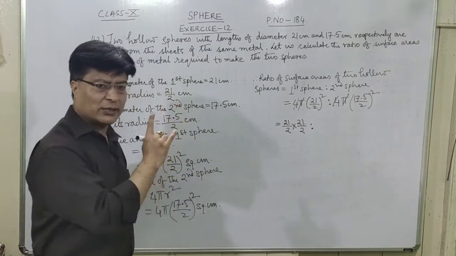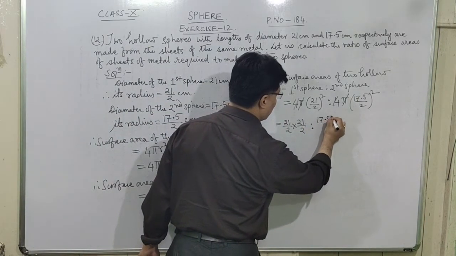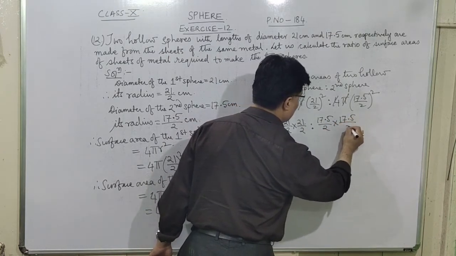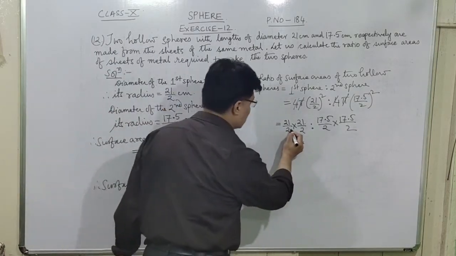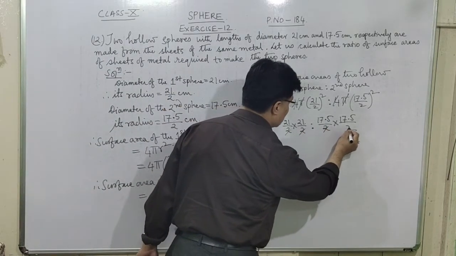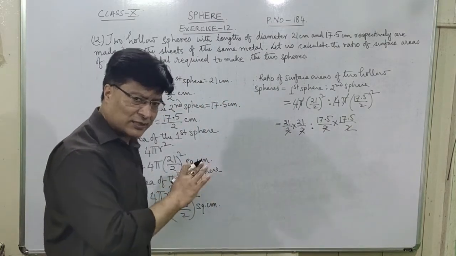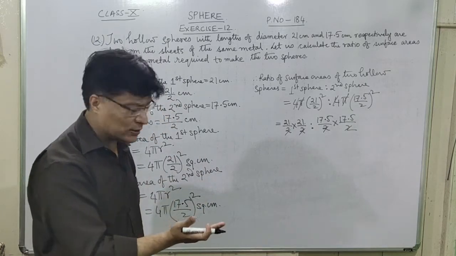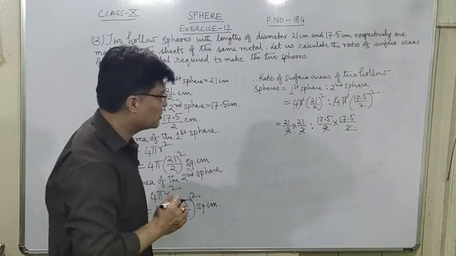Next, what is (17.5 by 2) whole square? This is similarly 17.5 by 2 into 17.5 by 2. So on both sides you can cancel the similar terms. The 2 gets cancelled here, and the 2 gets cancelled here. The same numbers are there in both antecedent and consequent, so in the denominator you can cancel these similar terms.